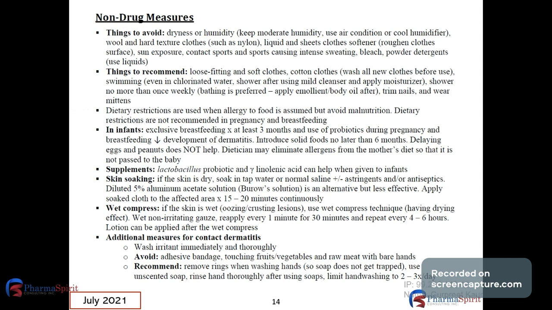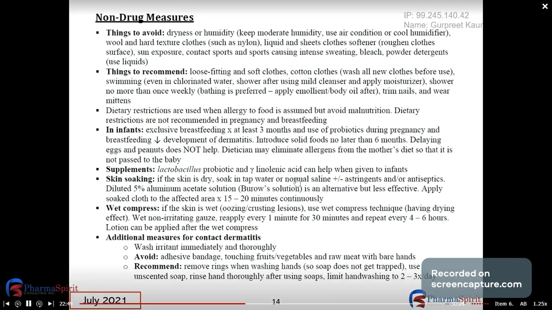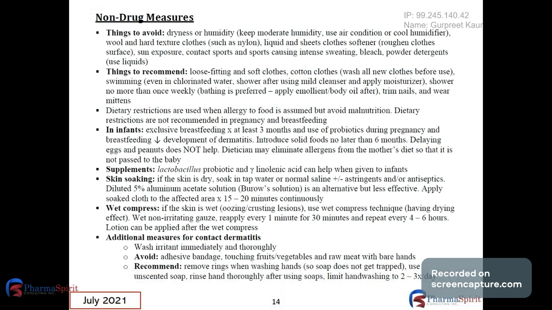That's why the skin soaking is used for the dry skin, while the wet compress is used for the wet skin. So in the wet compress, we get a piece of gauze, wet it with water, apply it to the skin for 1 minute, remove for 1 minute, and keep doing that. 1 minute on, 1 minute off. The idea here is during the 1 minute off, the water will evaporate and the skin will dry.